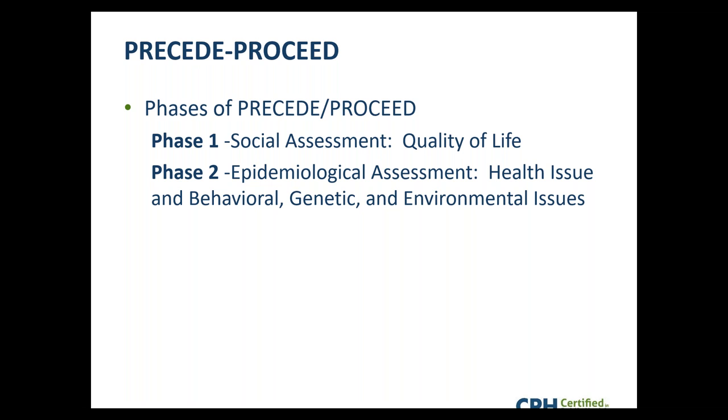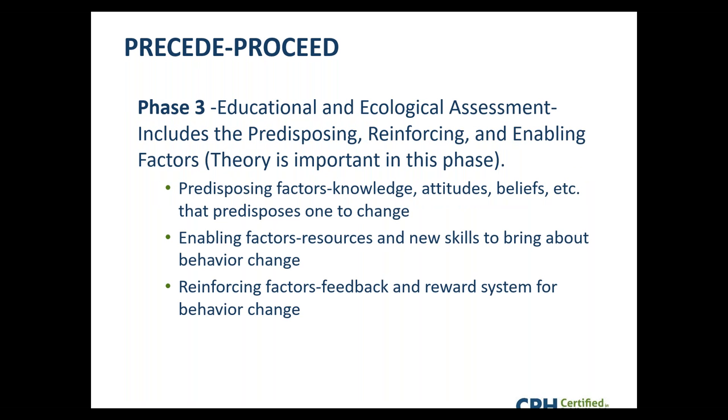Because in phase two, the epidemiological assessment is where from those quality of life indicators, you will be able to assess leading health issues and the related behavioral, genetic, and environmental issues. Next slide, please. Phase three, after you have your health issue and what behaviors that you hope to change to improve that health issue, which in turn helps improve the quality of life, and you know the environmental factors, you're now going to work on the educational and ecological assessment.